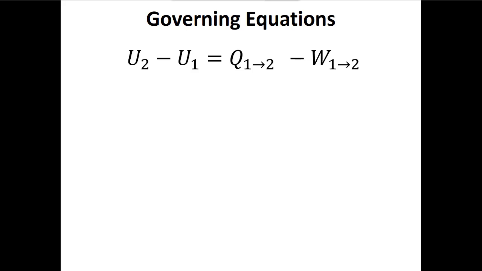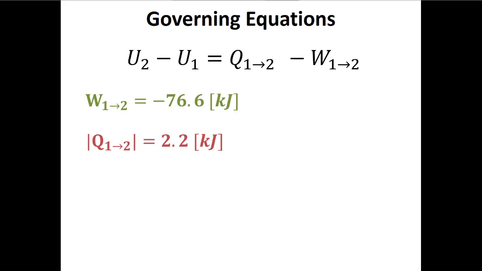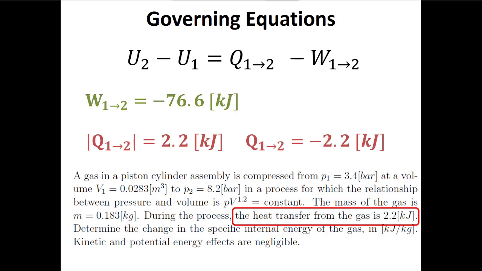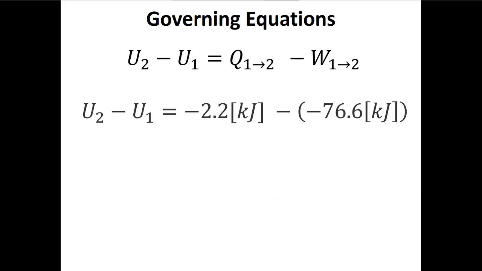So now we go back to our equation. We know our work. We know our heat transfer. We talked about the magnitude of the heat transfer being 2.2 kilojoules, but that's heat transfer from the gas. So this is heat out because the gas is our system. So Q is negative 2.2 kilojoules. When I put that into my system, I get that U2 minus U1 is 74.4 kilojoules.